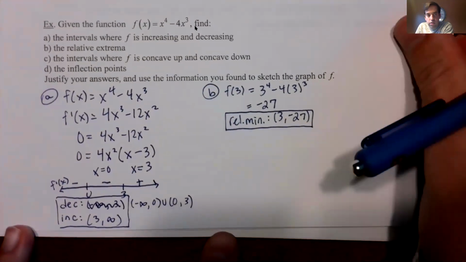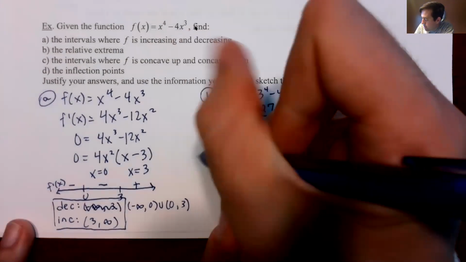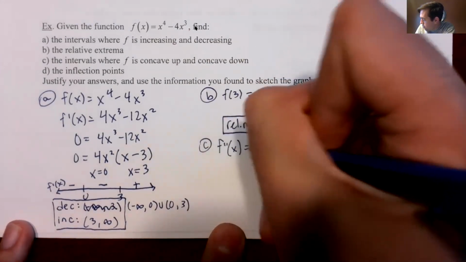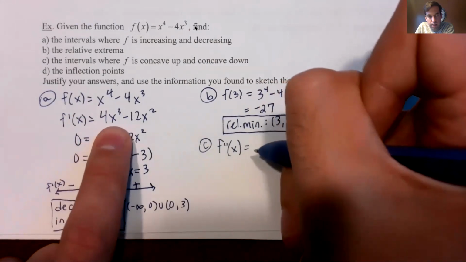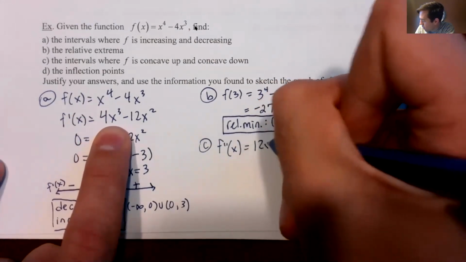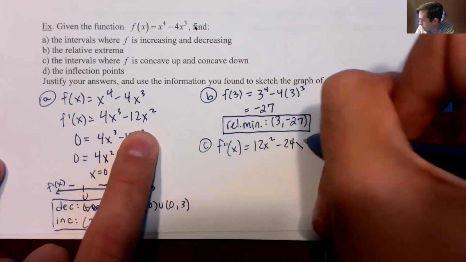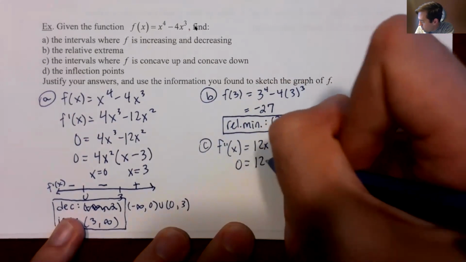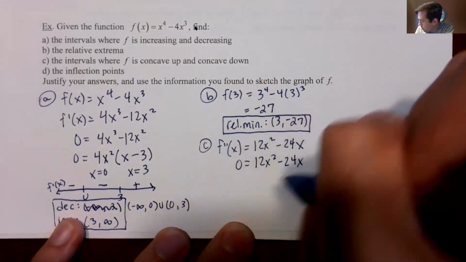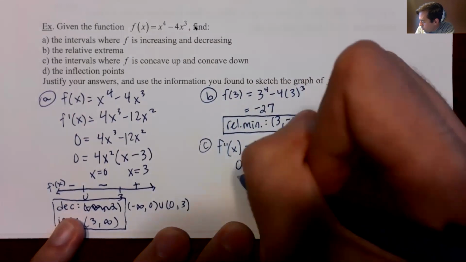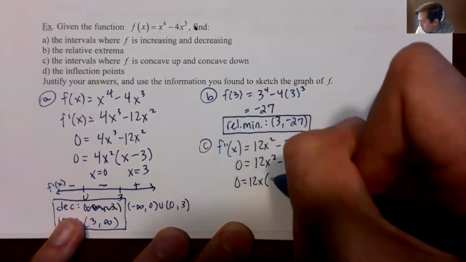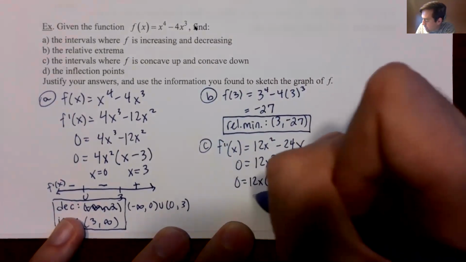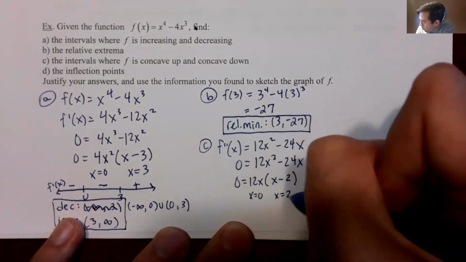Letter C, the intervals of concave up and concave down. So now we need the second derivative. I'm going to go back and look at my first derivative, and we're going to take the derivative of this. So it's going to be 12x squared minus 24x. I'm going to set that equal to 0. And I can factor out 12x. And I set those factors equal to 0. I'm going to get x equals 0 and x equals 2.